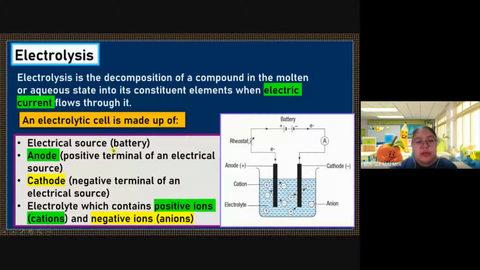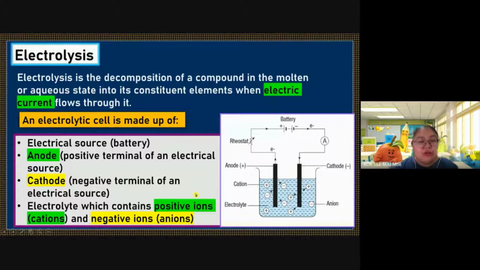Number two, anode. Anode is one of the electrodes. You see the black color one, that's made of carbon. It is the positive terminal, when it joins with the positive. How do I know this one is positive? Because it joins the battery positive. So they call it the positive terminal of the electrical source. Cathode is the other one, when it joins with the negative terminal, so this one is called the cathode plate.